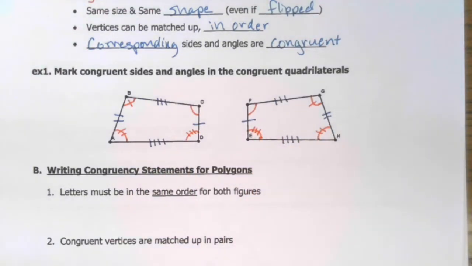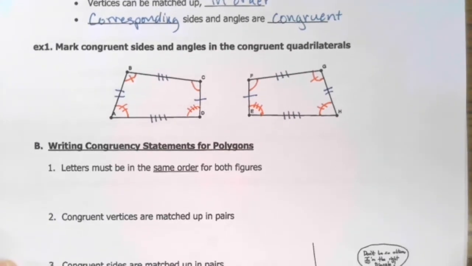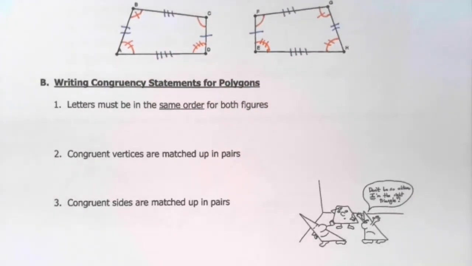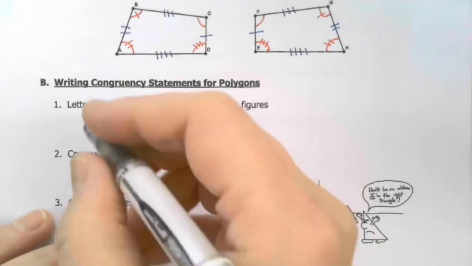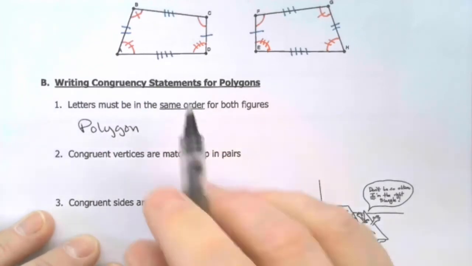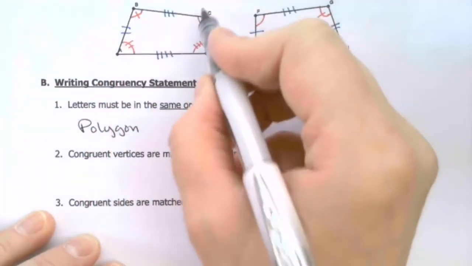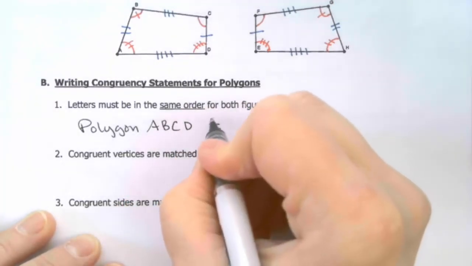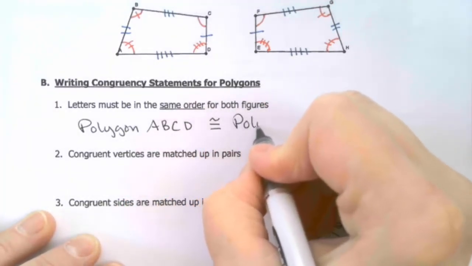Okay, writing congruency statements for polygons. Number 1, letters must be in the same order for both figures. So if we were going to write a congruency statement for these two figures, I'm going to use some colors on these. This is polygon ABCD. Now typically we make the first one in alphabetical order, A, B, C, D, is congruent to, there's our congruency symbol, polygon.